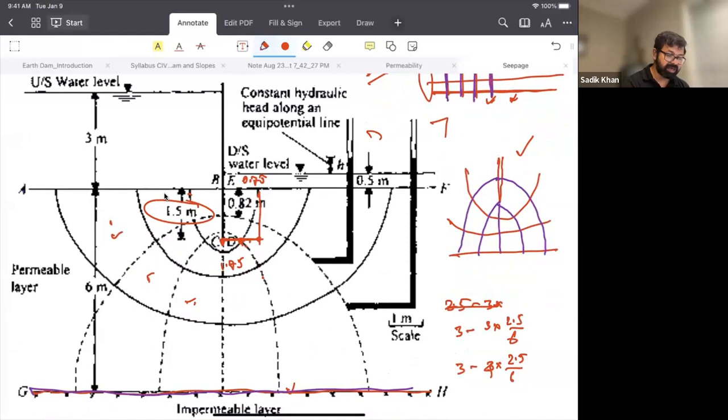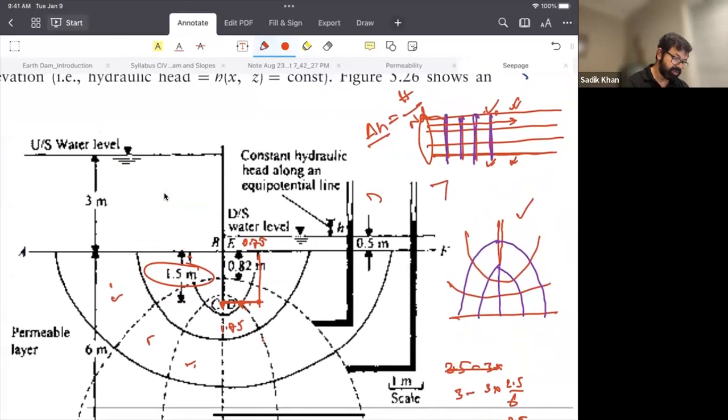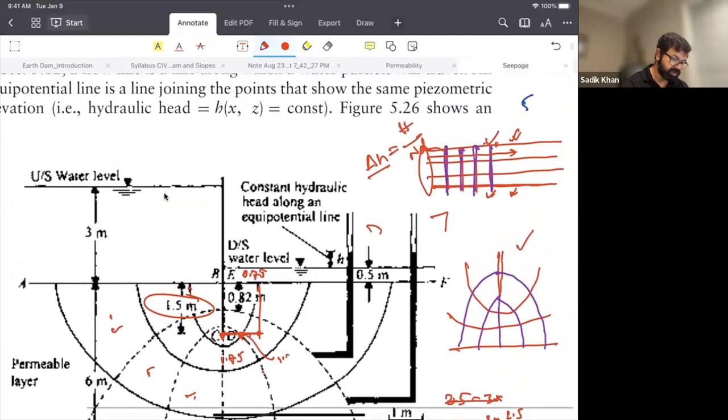So basically that number is going to be how much? Can you calculate? So this is 5 over 3, so 1.67. So 3 minus 1.67 is 1.33. So this is 1.33. And the third point is right here.